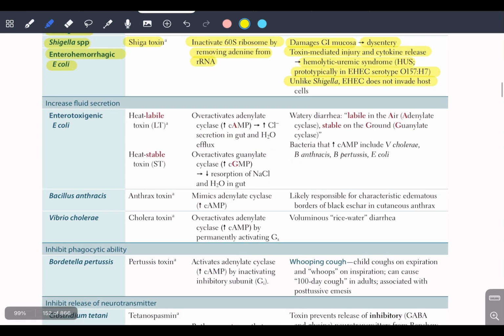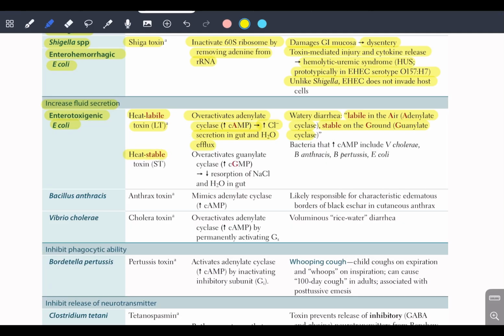We have next a type of toxin that increases fluid secretion. In the example, we have enterotoxigenic E. coli. This has heat labile toxin, that is, it is sensitive to heat. Remember LT, labile toxin. It overactivates adenylyl cyclase that increases the cAMP level and increases chloride secretion in the gut, and H2O efflux is increased. That causes watery diarrhea. Labile here means adenylyl cyclase and stable means guanylate cyclase. So this is a mnemonic.